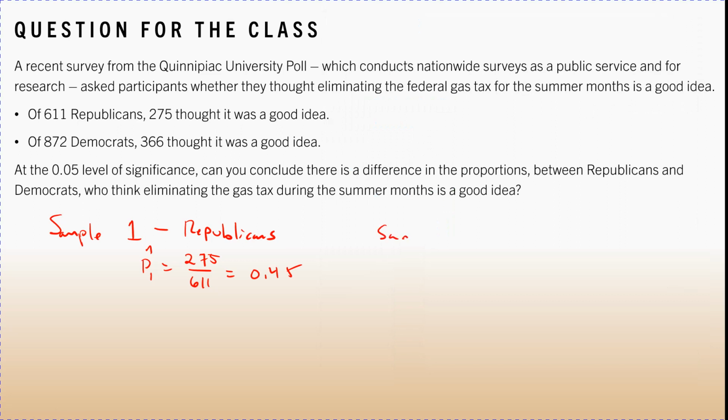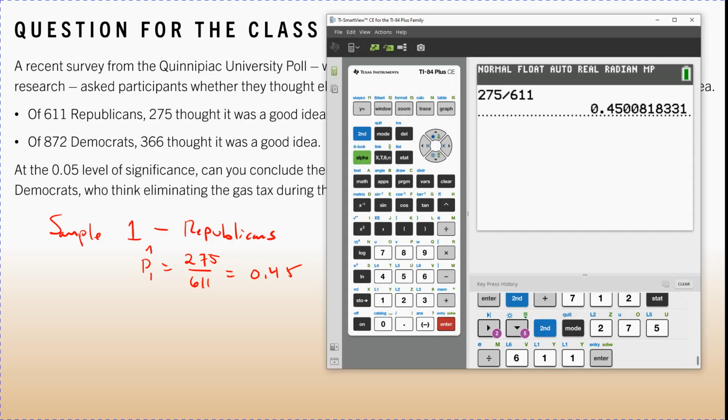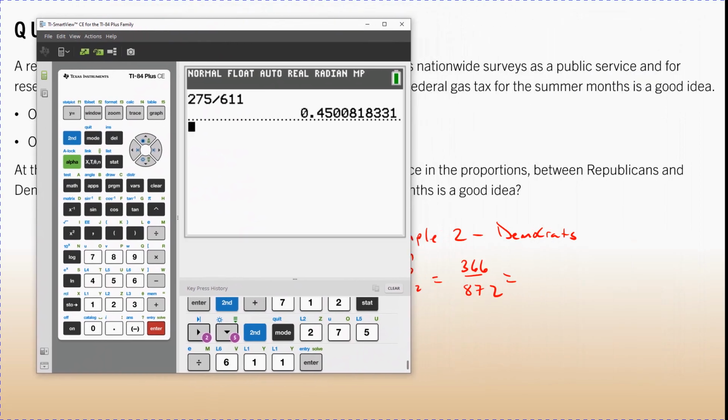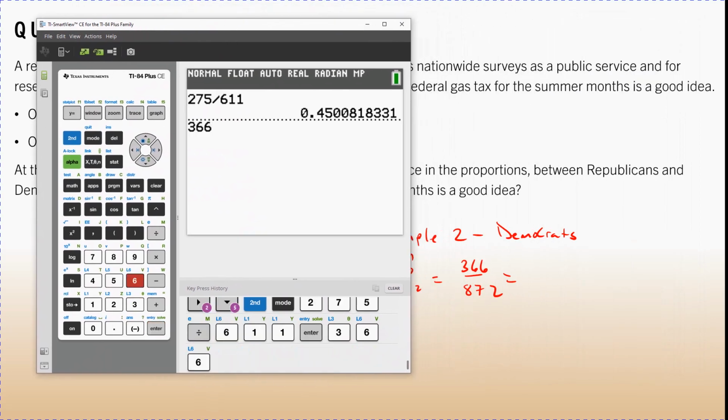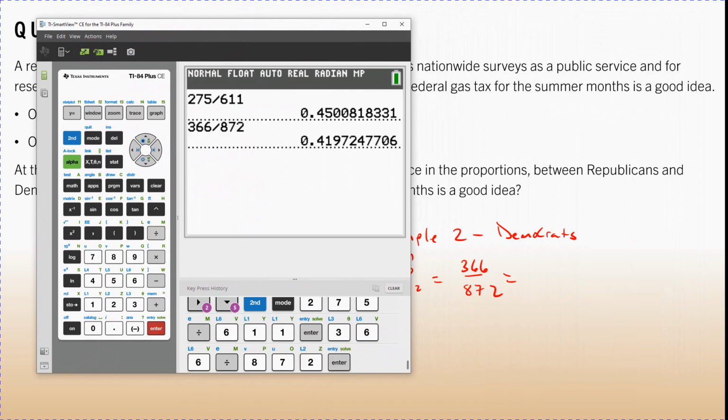Sample 2 is the Democrats. And their p hat, we'll call p hat 2. There were 872 Democrats in the poll, and 366 of them said, yeah, it's a good idea. So that p hat, it's a little bit lower. I'm going to round it off to 42%.